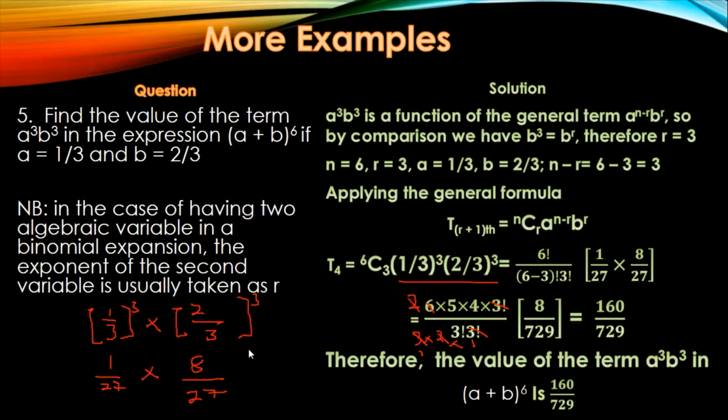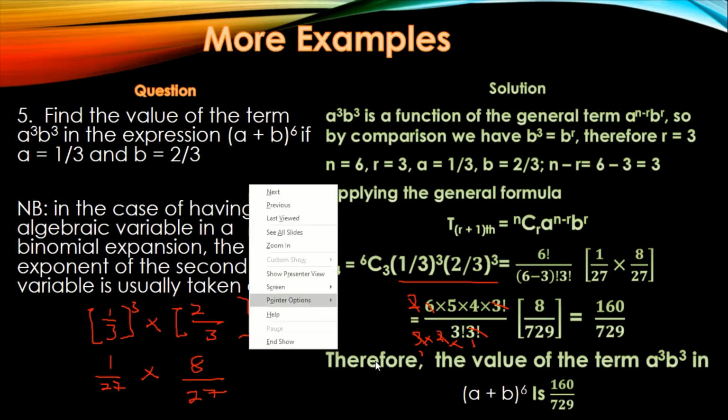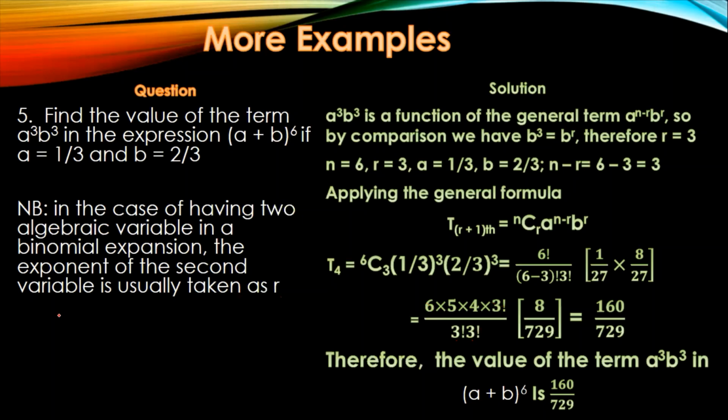Okay, so what we have left, let's clean up our slide. Now, 5 times 4 is 20, so it will be giving us 20 times 8 over 729. So this 20 times 8 will give us 160, and that is it. We have the value of this term in our expansion. So the value is 160 over 729, which is our answer. I hope you all understand this wonderful question.